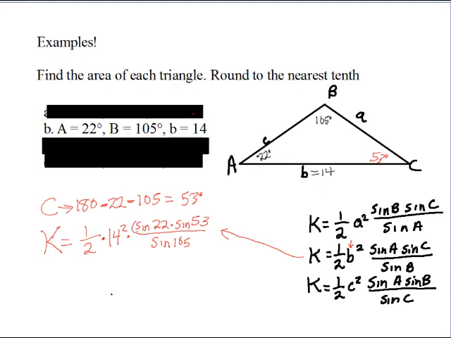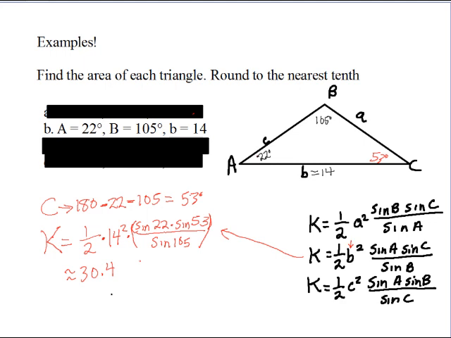When you do this in the calculator, I usually throw parentheses around here, so I would say times, and then in parentheses, I would do sine of 22 times sine of 53 divided by 105. That's how I would plug it in the calculator. And when you do that, you get approximately 30.4. Okay, that's your area.